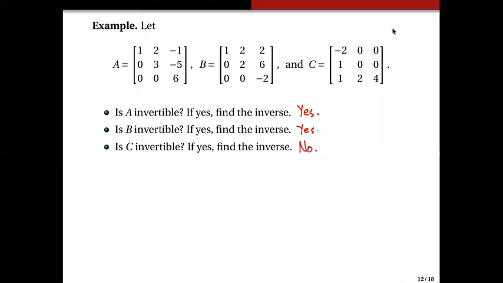So to find the inverse of A, we use the inversion algorithm. So how do we do that? We first copy the matrix A. Let us do that. 1, 2, negative 1, 0, 3, negative 5, and 0, 0, 6. And then we augment the identity matrix: 1, 0, 0, 0, 1, 0, 0, 0, 1. And then we will find the reduced row echelon form of this new matrix.